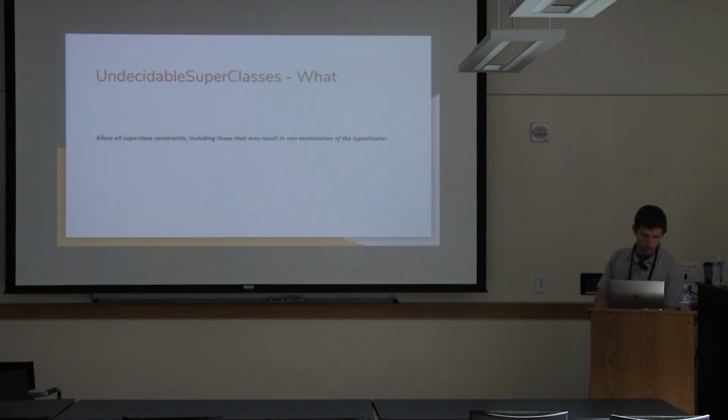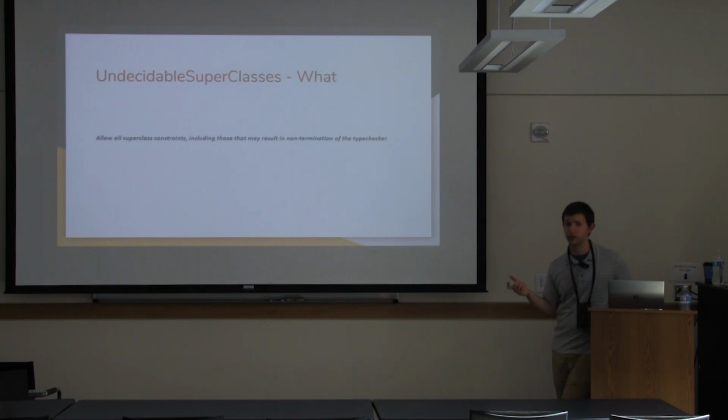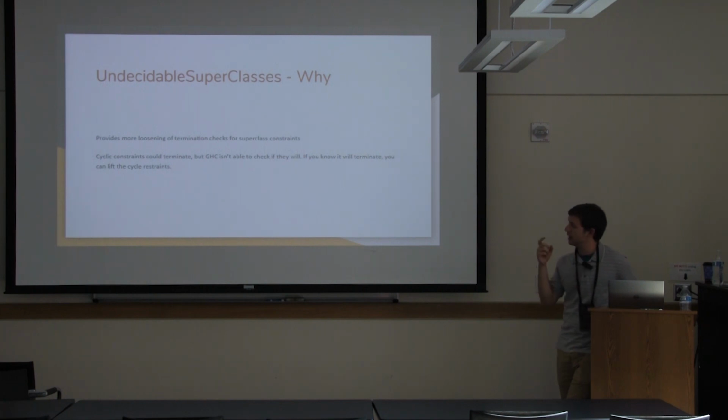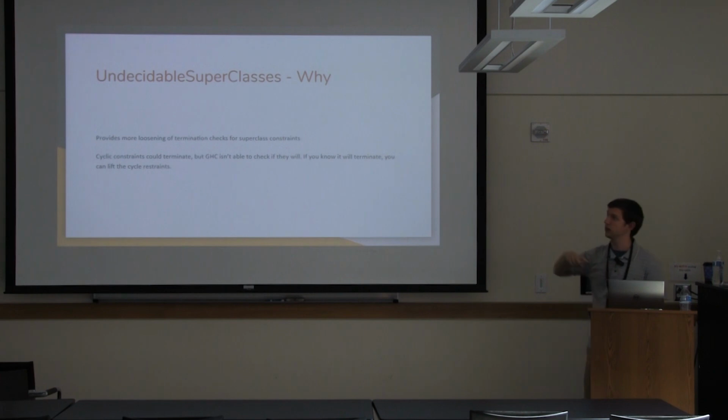So the last one is undecidable superclasses. What these are is it removes the superclass constraint that protects you from non-termination in the type checker. And the superclass constraint really is just there to protect against cyclic constraints inside of your class definitions. Because GHC would have to solve the halting problem, they can't determine if superclasses would actually terminate, so they just kick that one and ignore it. But if you know it's going to terminate, then you can get rid of that.